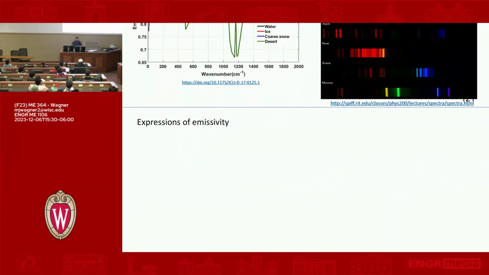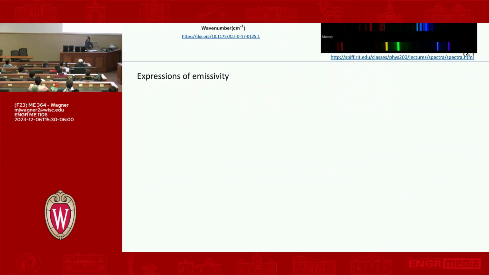Okay, so let's go into more practical stuff here. Let's talk about how we're going to express emissivity. We've talked about this basic idea that we can represent emissivity as a function of wavelength and direction. So let's look at the different levels there.